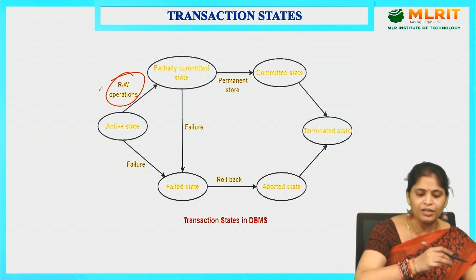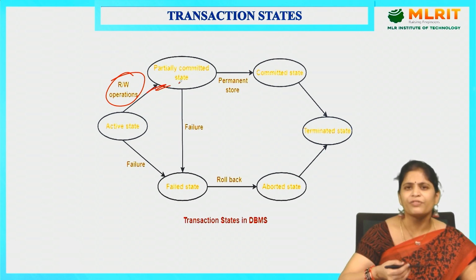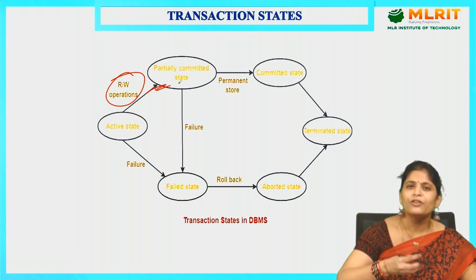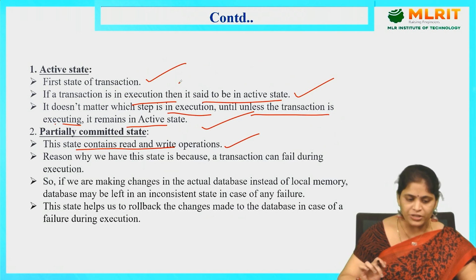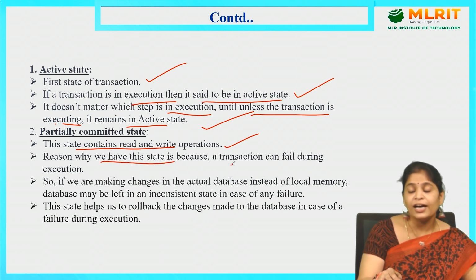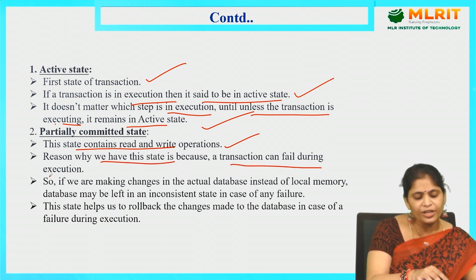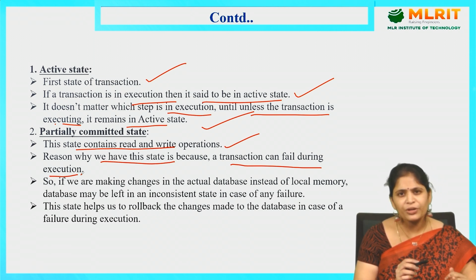Read and write operations, partially committed state. Why? Because we used to perform a series of actions. We used to read the data, and we used to write or update the data back to the database. So that is what the partially committed state is. The reason we have this state is because a transaction can fail during execution. So one transaction, or some of the transactions, may fail during execution.